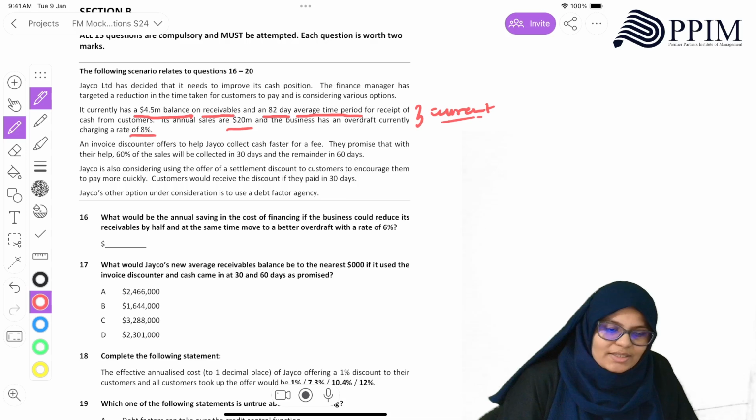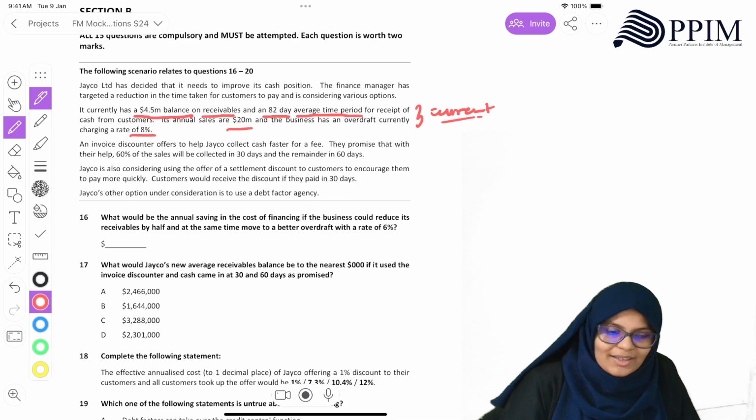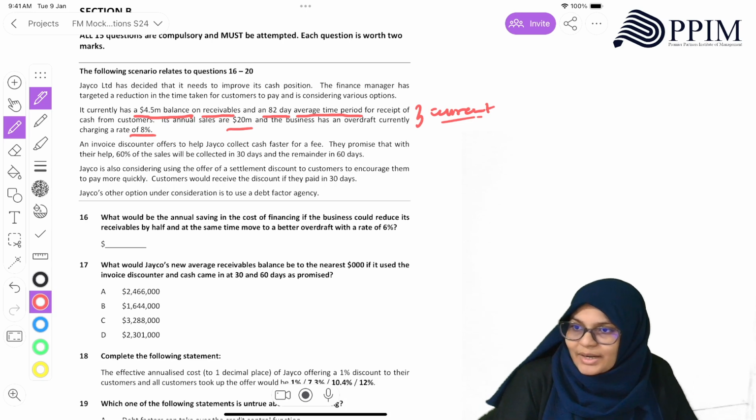An invoice discounter offers to help JCO collect cash faster for a fee. They promise that with their help, 60% of the sales will be collected in 30 days and the remainder in 60 days. Now usually it takes me 82 days to collect my money. But now this invoice discounter is saying 60% of the sales value I will get in 30 days, the remaining 40% I will get in 60 days. So overall the entire sales I am getting earlier than what I am currently getting.